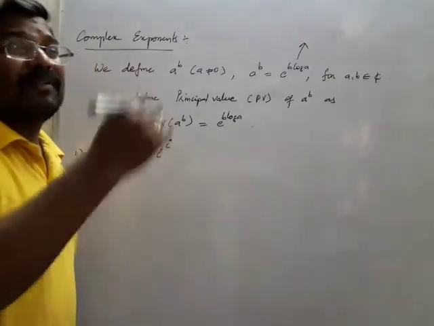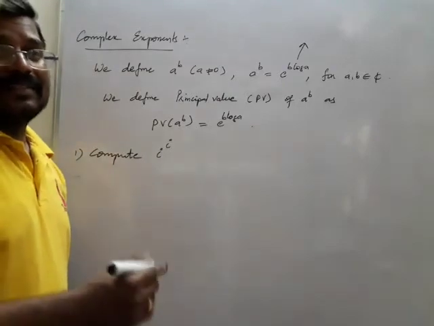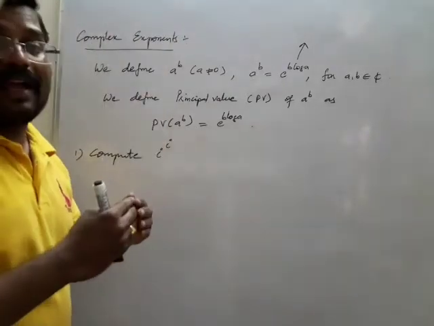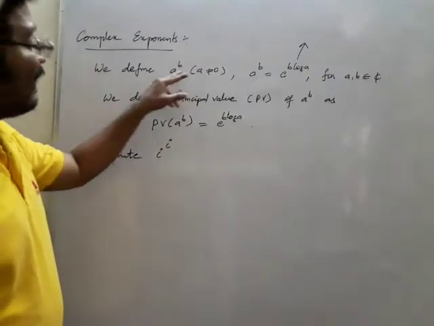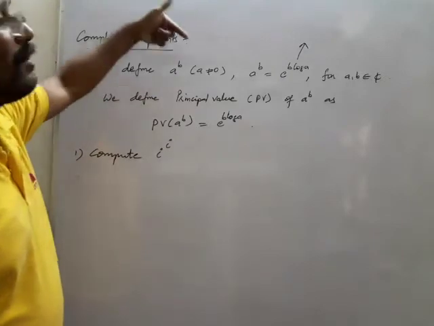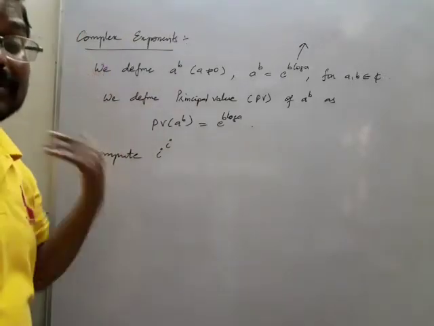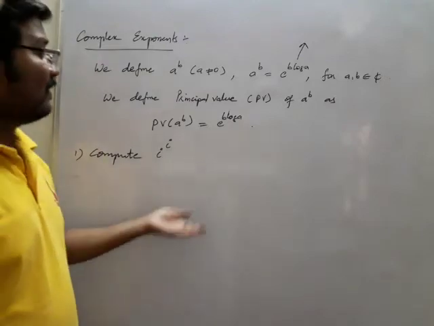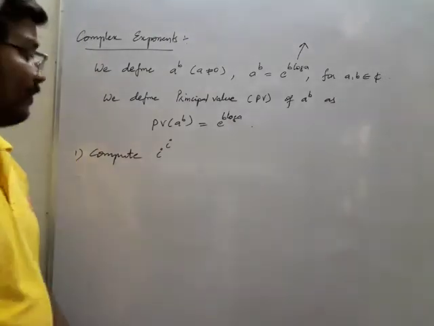Means like z power z. They will ask us to find out z power z like that. Complex number to the power of a complex number. A is a complex number, B is also a complex number. So complex number to the power of complex number, how to find those values? With the help of this formula only we are able to find it.